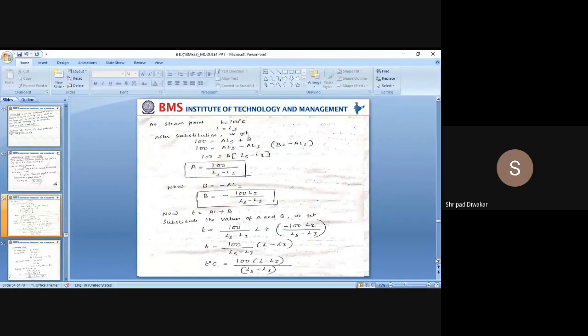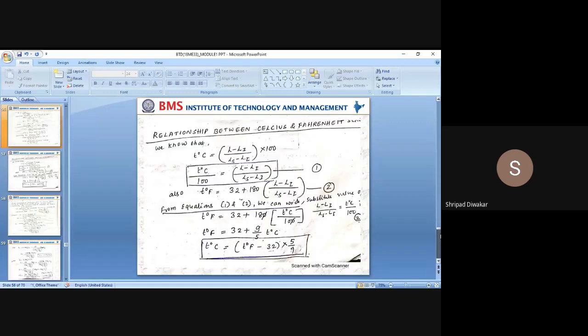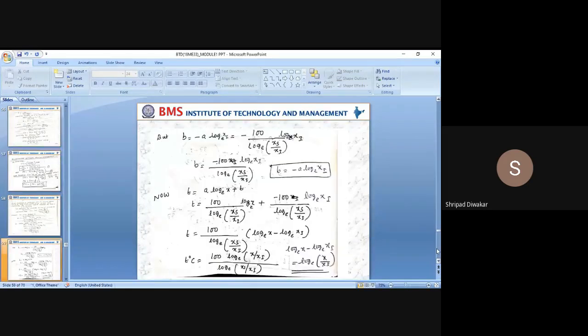T degrees Celsius equals 100 into L minus Li divided by Ls minus Li. You have to remember this formula. This is related to length as a thermometric property. For the EMF, instead of L, you just change the symbol to epsilon. So remember the standard formula.